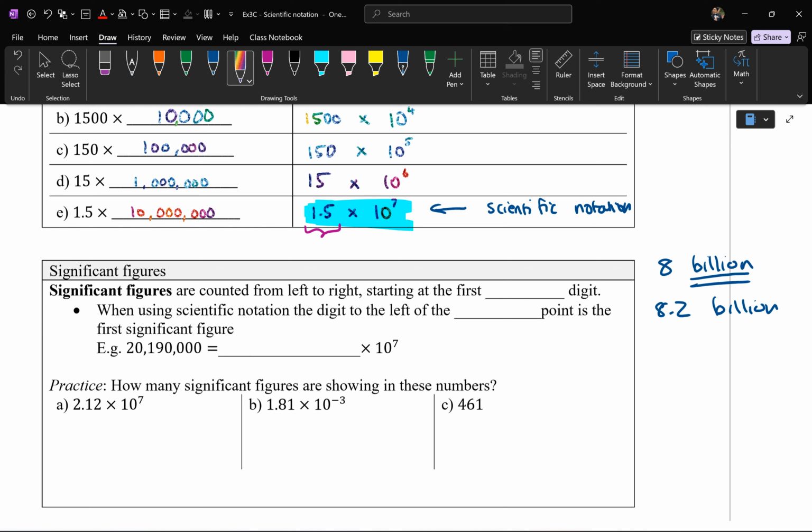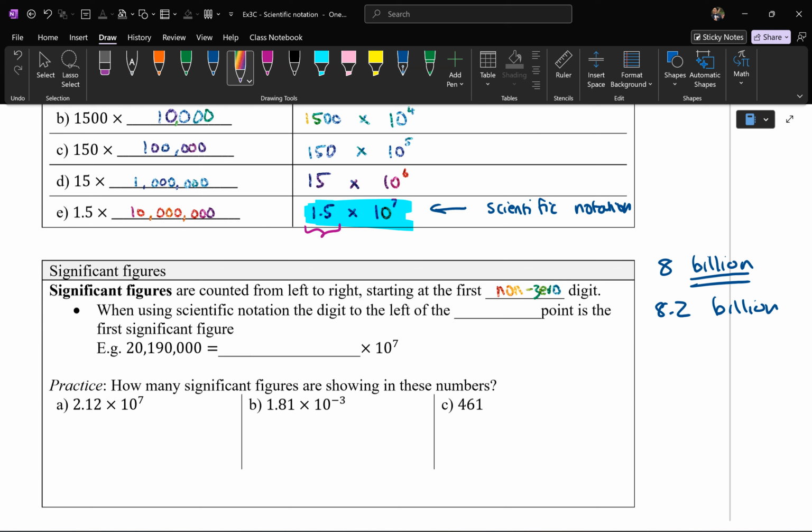So fill in this part here. I counted from left to right, starting at the first non-zero digit, because we're focused on what matters. Okay, we're looking at the number that matters the most. So in our case, it's the 8 that matters, not so much the numbers afterwards. But if you said 2 significant figures, you could say 8.2. If you said 3, then it could have been 8.23, for example. Okay? Let's have a look at the next one.